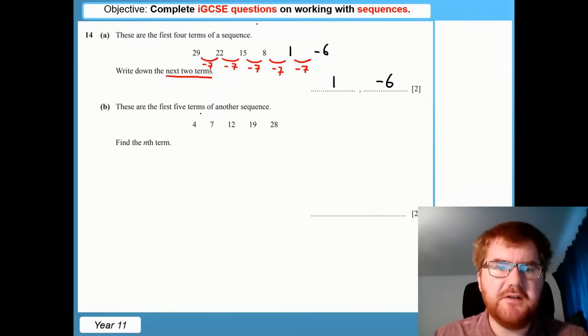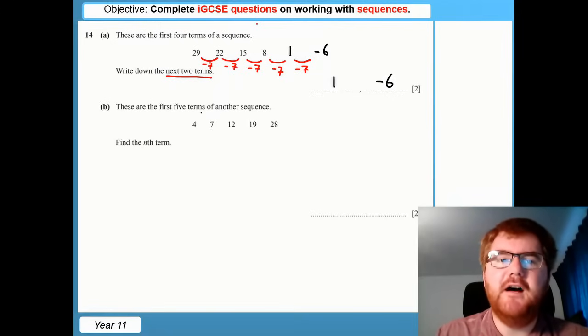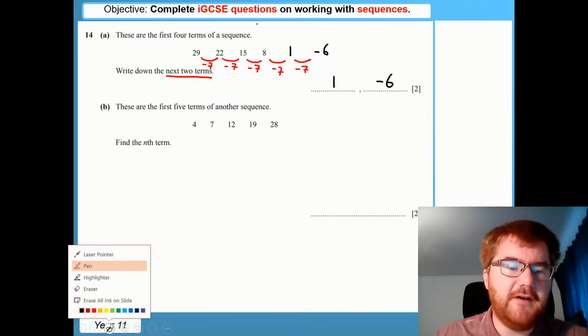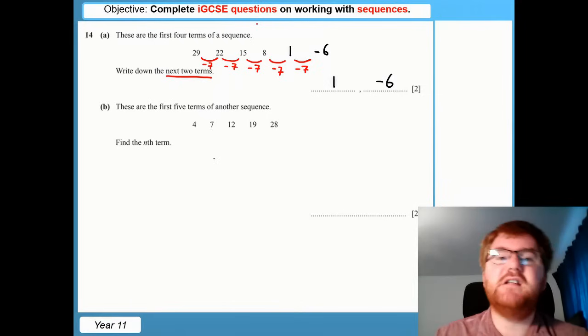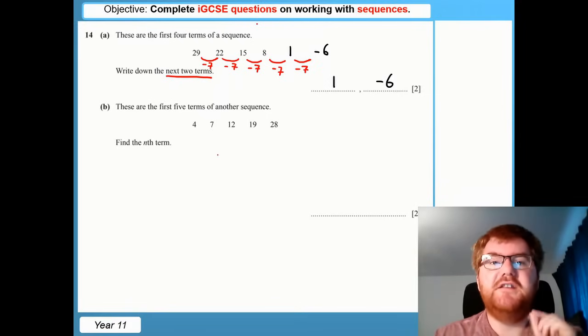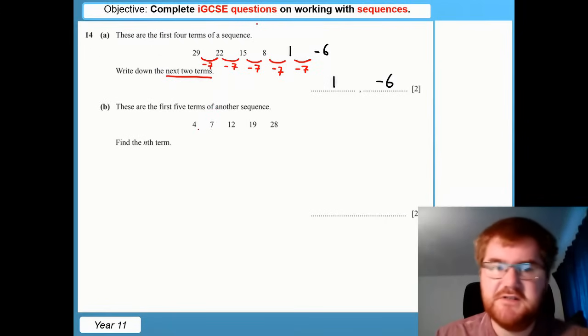Now, the second part of the question, these are the first 5 terms of another sequence. So 4, 7, 12, 19, 28, and we need to find the nth term. And just like we did in the previous question, what we should start with here are the differences. So let's look at the differences here.